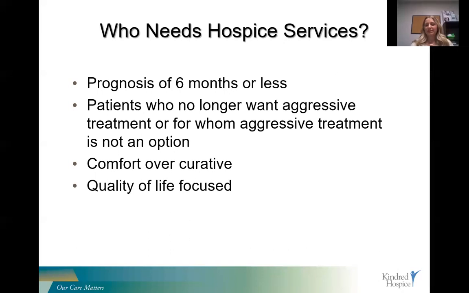So who needs hospice services? When you're looking on Google or you pop open a dictionary, the first thing that's going to come up is we're looking at somebody who has a terminal illness with a prognosis of 6 months or less. Now, with that being said, people are not defined by dictionary definitions.